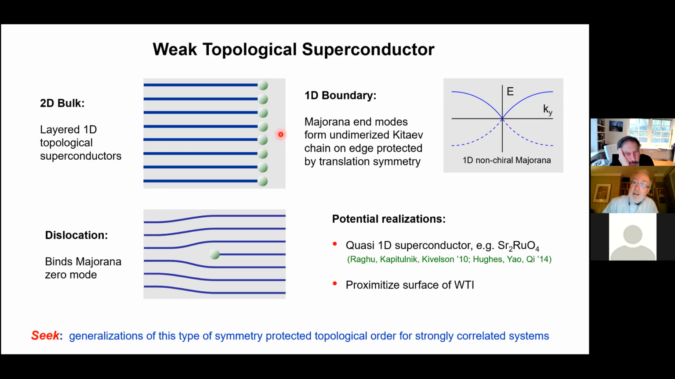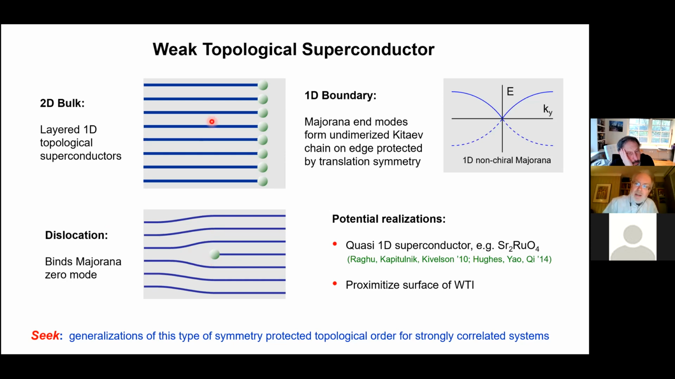Another interesting interplay between the translation symmetry and the topology is that if you have a defect due to the translation symmetry, namely a dislocation, which is a point defect around which you translate by one step, which is the Burgers vector, then just by looking at the picture, it's pretty obvious that this one-dimensional topological superconductor ends, and it'll have an unpaired Majorana mode. Okay, and so a dislocation in this weak topological superconductor binds a zero mode.